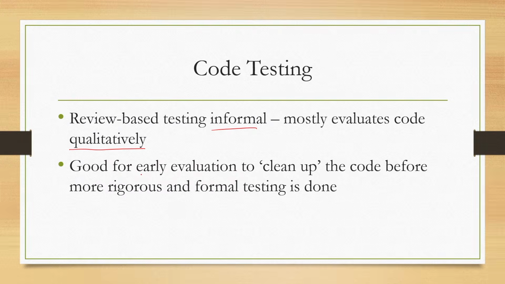So, if we are performing review based testing, they may not be able to give us all possible errors. So, such types of testing are good for early evaluation, similar to prototype evaluation and testing. Now, that early evaluation helps us to clean up the code before more rigorous and formal testing is done. So, eventually we have to go for somewhat rigorous and formal testing, but before that we can apply the code review methods to pre-process the code and clean up some important errors.